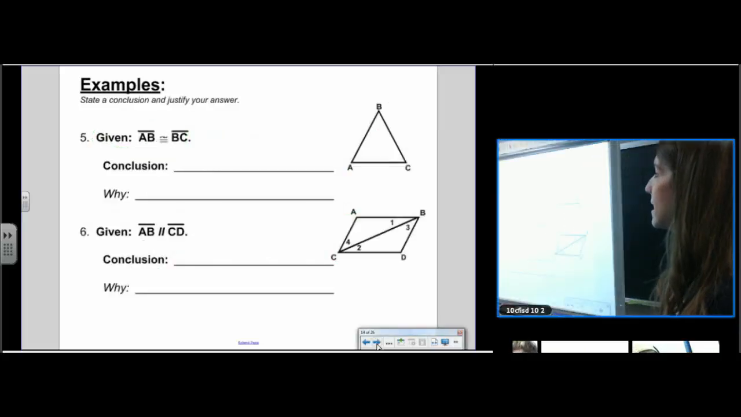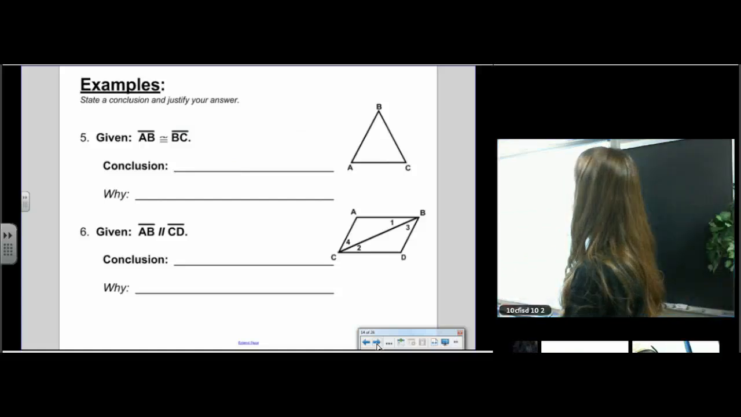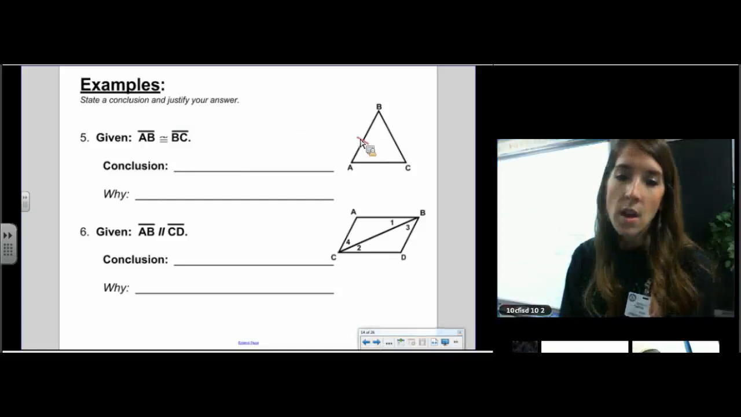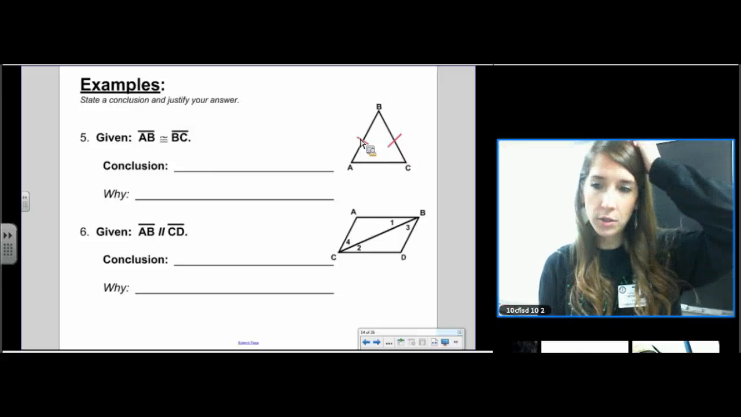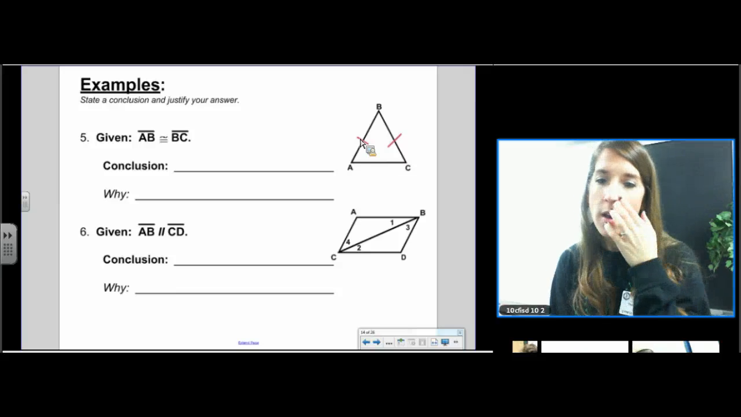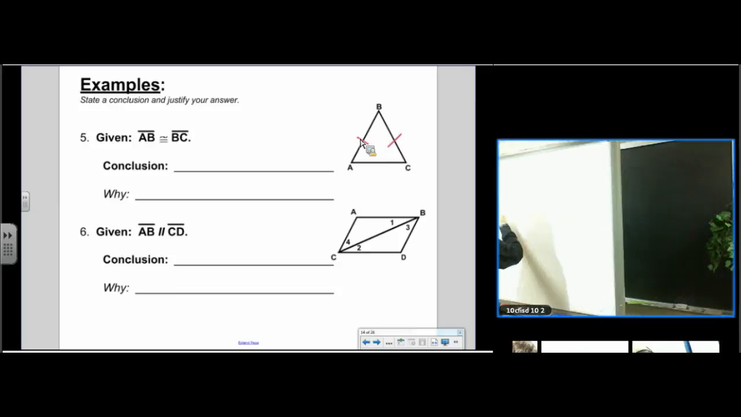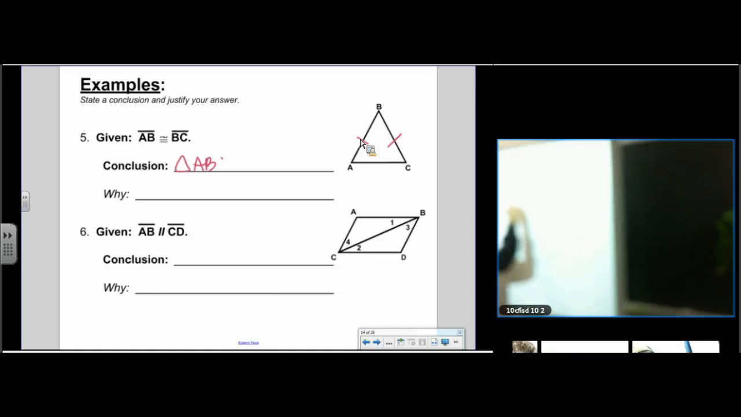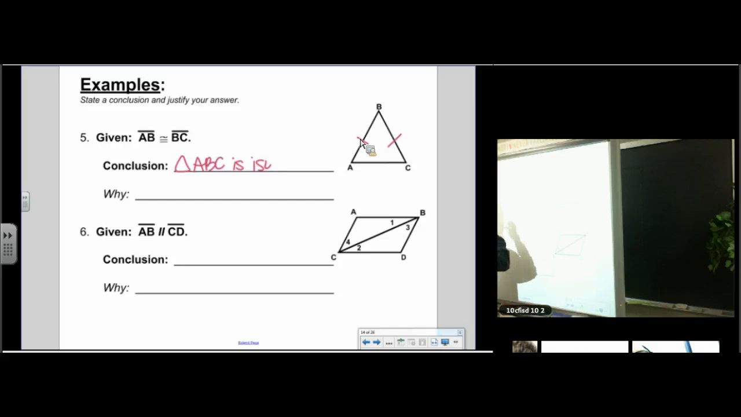Next one. Given AB is congruent to BC. There are actually 2 acceptable conclusions for this one. What do you think? What's the first one going to be? Okay, that's a conclusion. Triangle ABC is isosceles, and that would be the why. That would be definition of isosceles triangle. Let me write isosceles first.